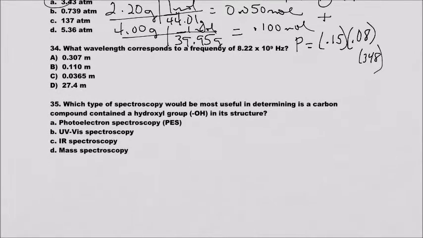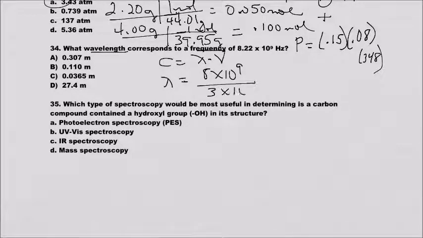All right, that brings us to the last two problems. What wavelength corresponds to a frequency of 8.22 times 10 to the 9th hertz? When I see wavelength and frequency, I should think of the speed of light formula. I'm going to try to not use a calculator here. So I'm solving for wavelength. The speed of light is 2.998 times 10 to the 8th, but since we don't have a calculator, we're just going to round to 3. You can see how this math becomes a little easier when you round the numbers.